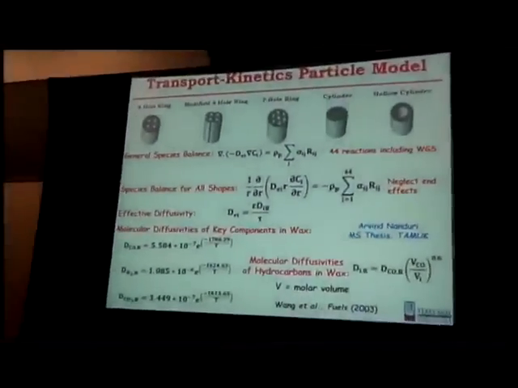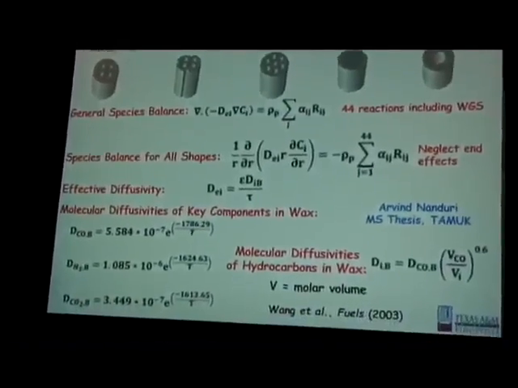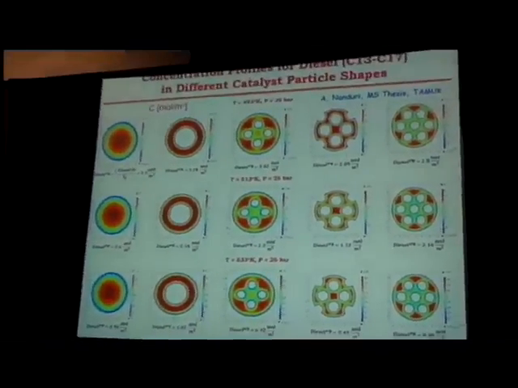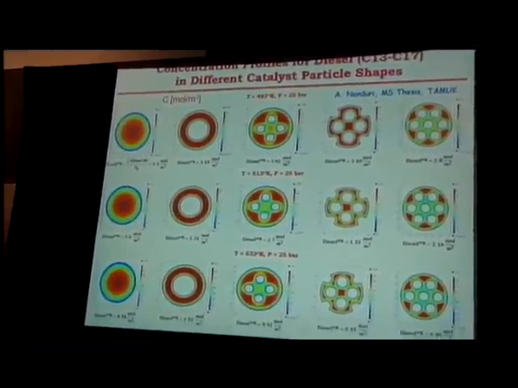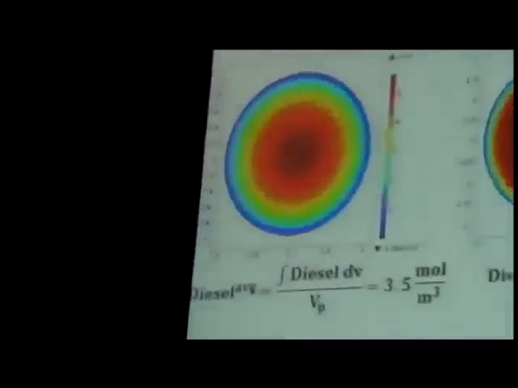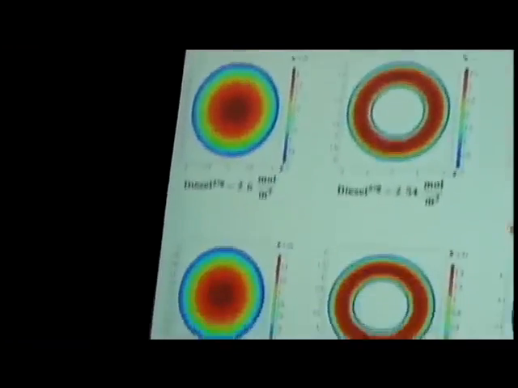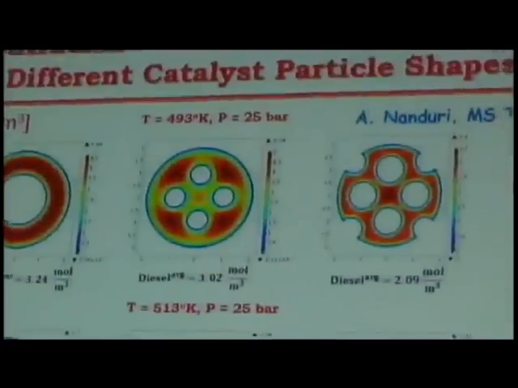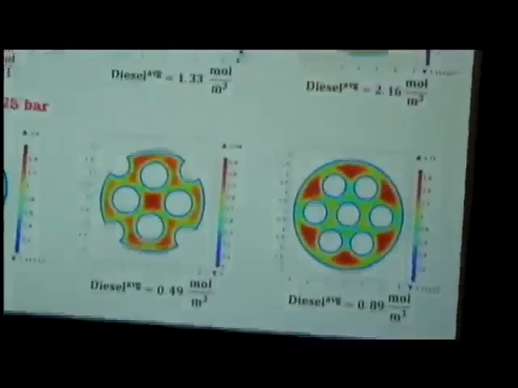So knowing the reaction kinetics, one can solve these equations, and then you can describe the behavior on a local basis within these various types of particles. And I won't go into this in any great detail, but this just shows, for example, how the concentration profiles for diesel, the C13 to C17 range, vary in different shapes. So this is work done by one of my students, shown here.